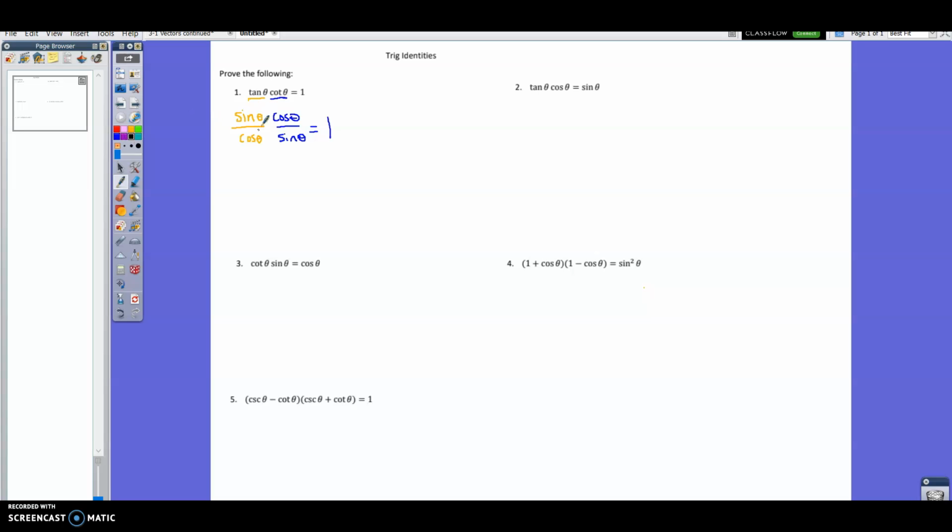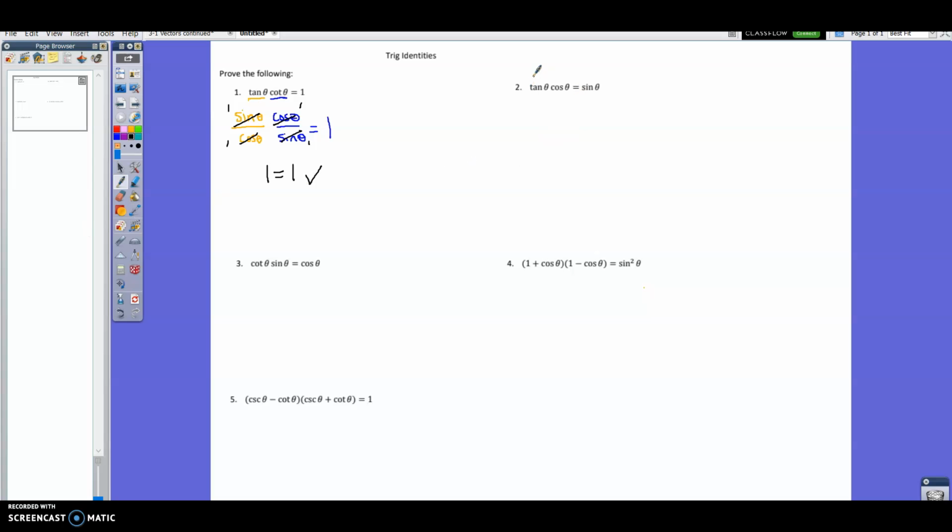So if we look, we can now cross things out. We have a cosine common on top and bottom, and we have a sine in common on top and bottom. So when we do that, and those things cancel, they all end up being 1s. So we end up with 1 equals 1, which proves that that is a true statement.